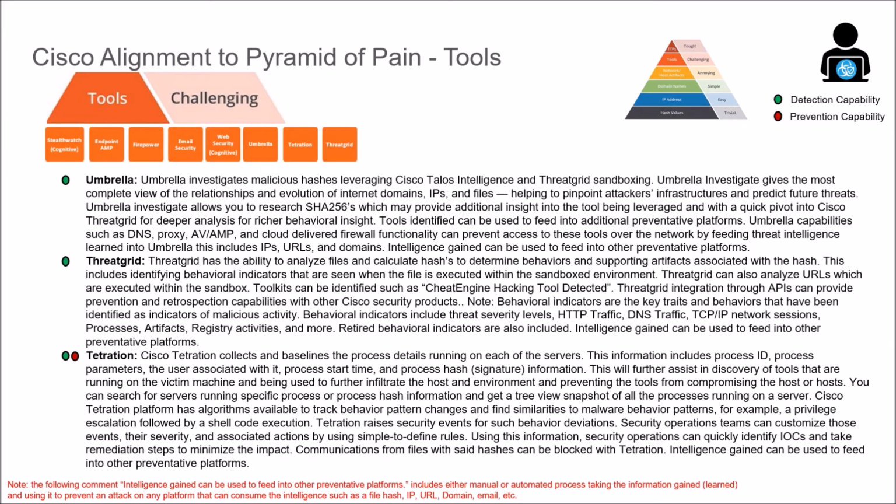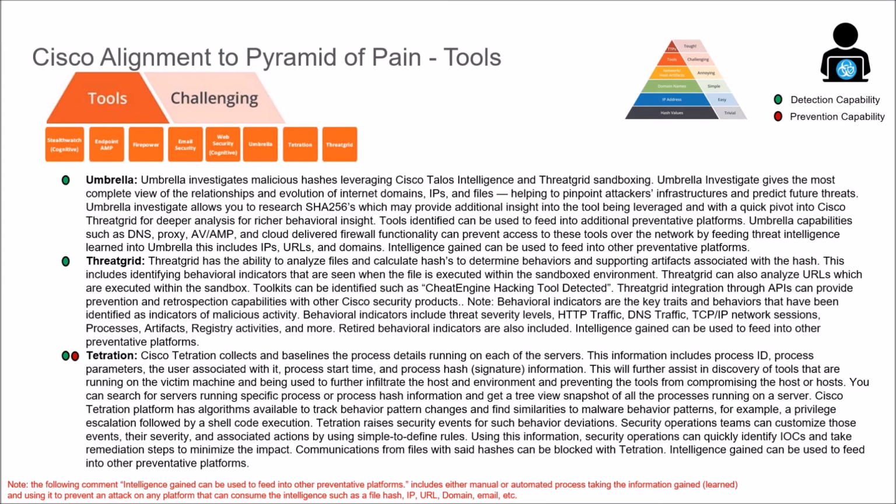Threat Grid has the ability to analyze files and calculate file hashes. This includes identifying behavioral indicators that are seen when the file is executed. Threat Grid can also analyze URLs which are executed within that sandbox. So toolkits can be identified, such as cheat engine hacking tool detected. Threat Grid has that ability built in, and again, what it's going to be able to do is provide us insight into what that SHA or that hash that we originally submitted actually was up to.